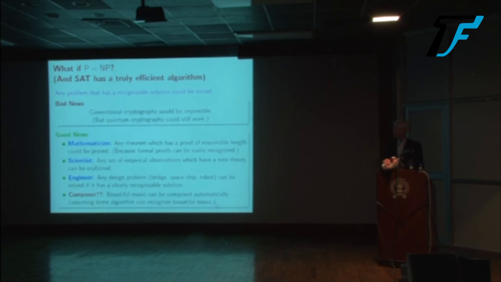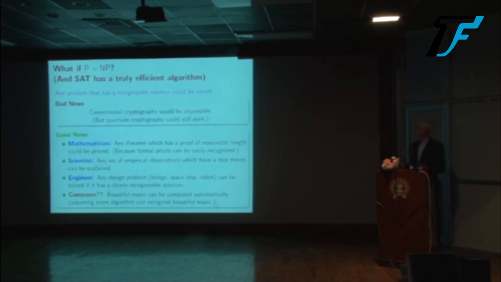Let's say the question is, is there a proof of a given length? If the proof is there, you could verify it. So that's an NP problem. And if P equals NP, then you could find the proof. And so we could presumably prove all 7 Millennium Prize problems in this way.